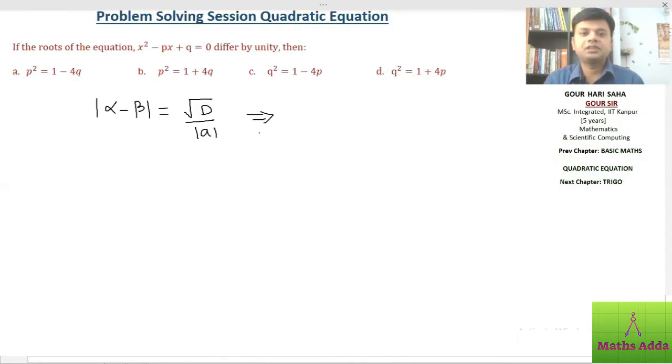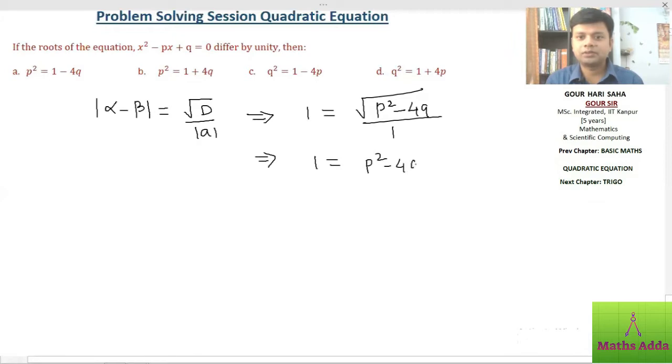So what is the difference here? The difference is unity, that is 1. So mod of alpha minus beta is 1, and root D is what? D is b square minus 4ac, that is p square minus 4q, divided by a which is 1. Now square both sides and it is 1 equal to p square minus 4q. So p square is equal to 1 plus 4q. So this is a very easy question, answer is B. Let's move to the next question.